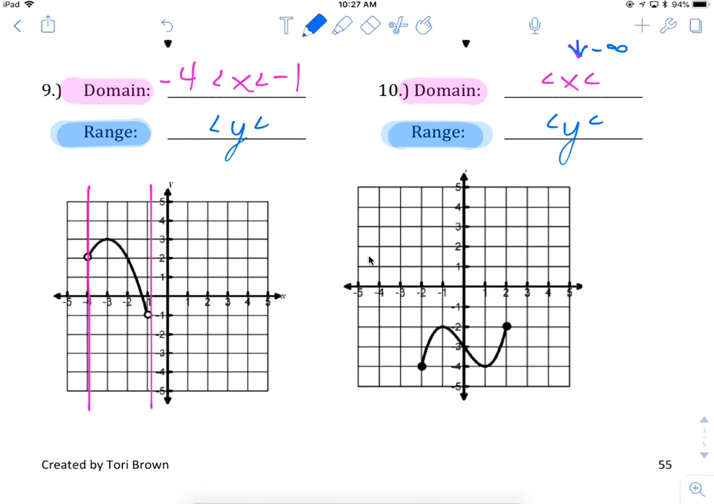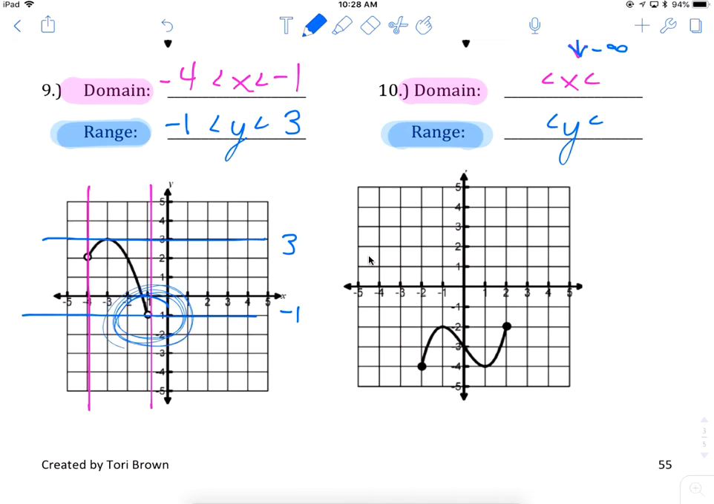For the y's, I'm moving down and up. So the farthest down that graph goes is -1. The farthest up it goes is all the way to 3. Make sure you're not stopping at that point. You're going all the way up to +3. So down, -1, up to 3.